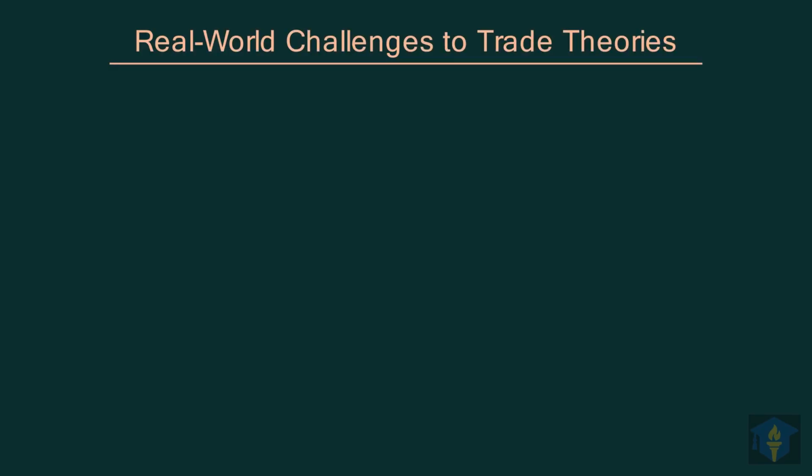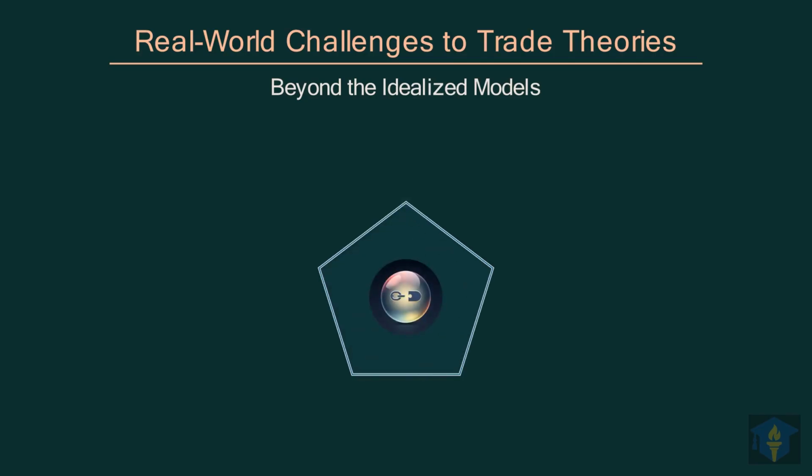Now, we'll examine real-world challenges to trade theories that go beyond idealized models. These challenges show us how actual trade differs from the theoretical models we've discussed. One major limitation involves simplified assumptions in traditional trade theories. These models often ignore complexities like imperfect competition and market power issues.